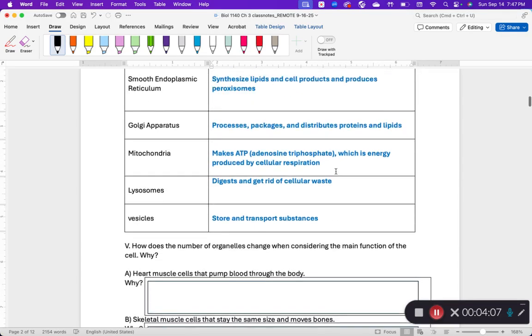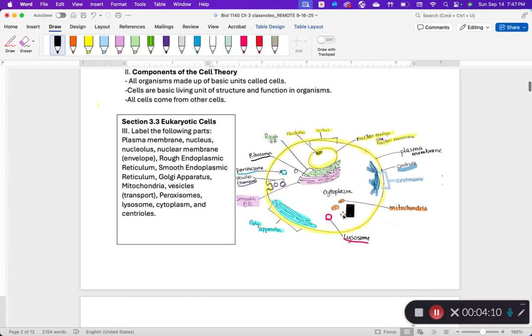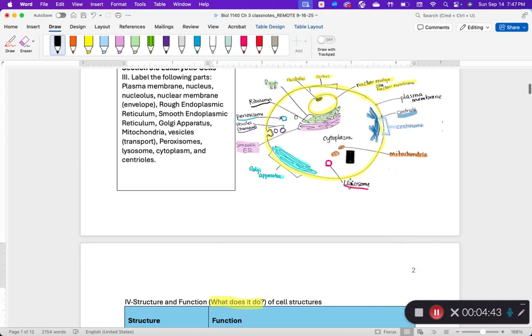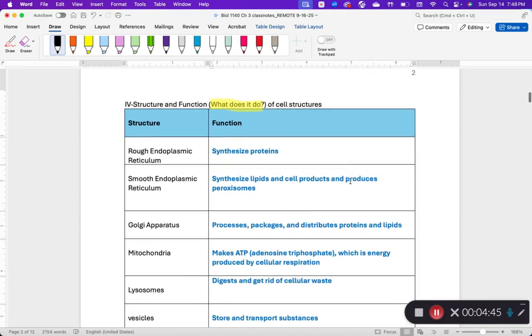So if we go back to the original labeling of this eukaryotic cell, we're learning all the different parts and what's found in it. But what that question is getting at is how these numbers would change. The numbers of organelles change based on the function of what that cell's job is. So if we go back to the heart muscle cell, its job is to pump blood through the body, and we're looking at the functions here in this table.